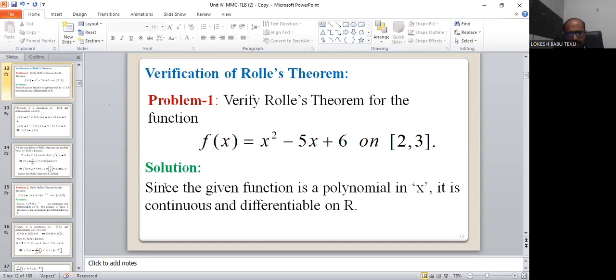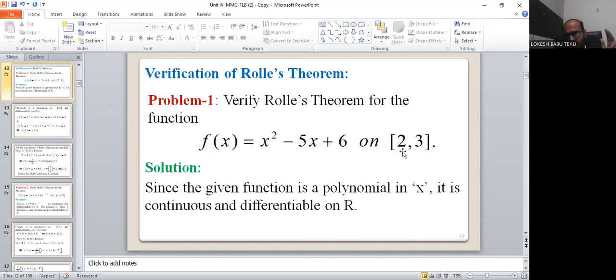What is Rolle's theorem? First condition is f is continuous. Second condition is f is differentiable. Yes, since it is a polynomial, it is differentiable on R. Okay. Two conditions over. Third condition, what is the third condition? f of a equal to f of b.